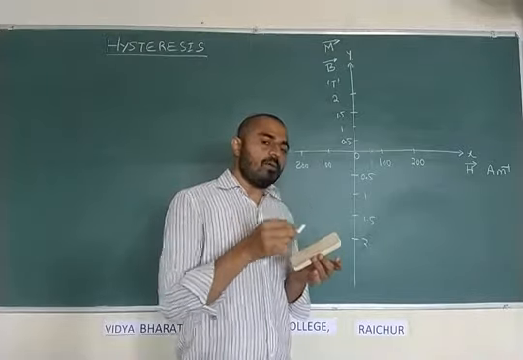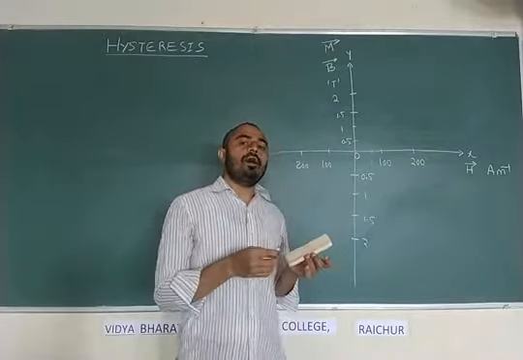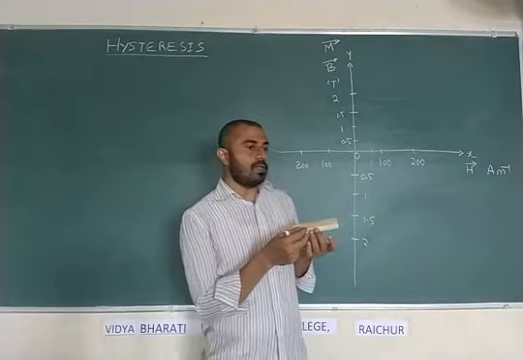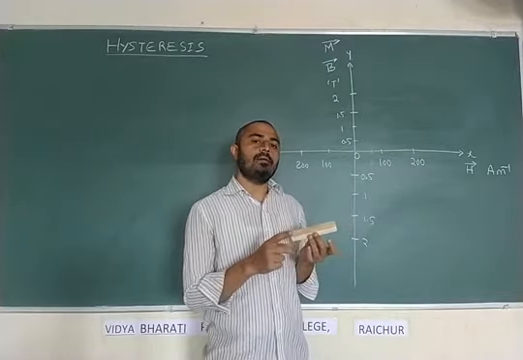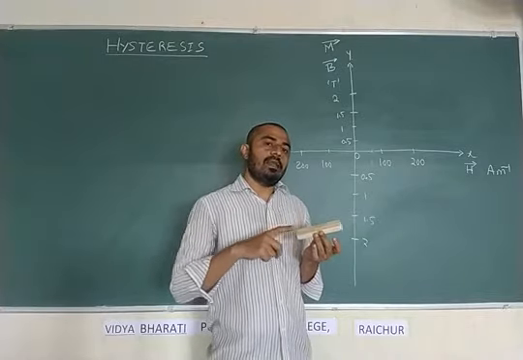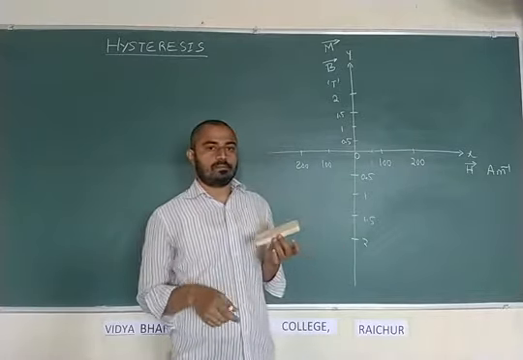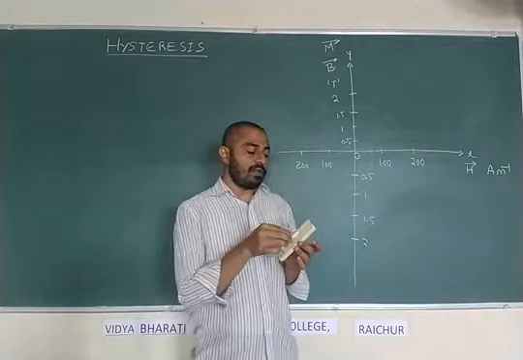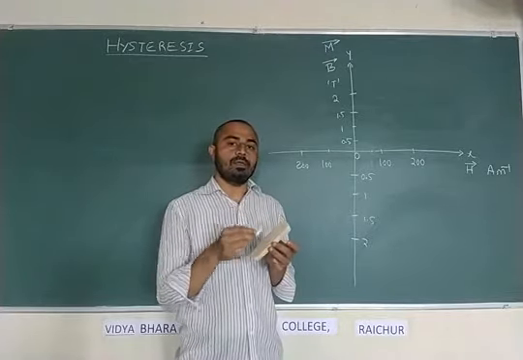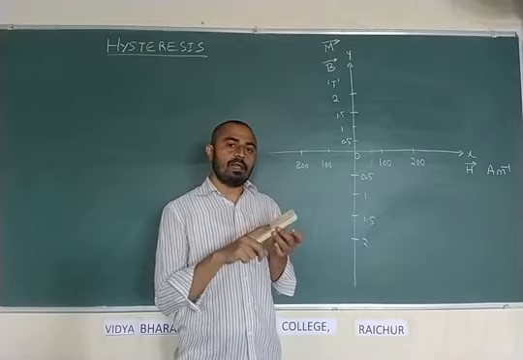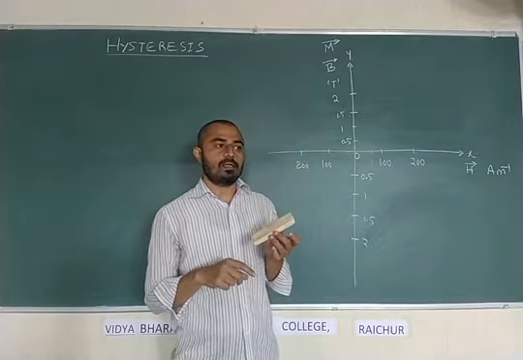By doing so, we are making the atoms and molecules in the ferromagnetic materials align themselves in a particular direction. Just by rubbing that iron with the magnet, we are making those iron atoms or iron molecules align themselves in one particular direction.